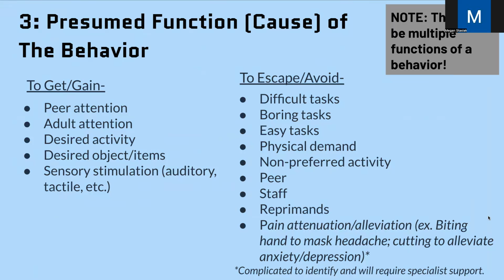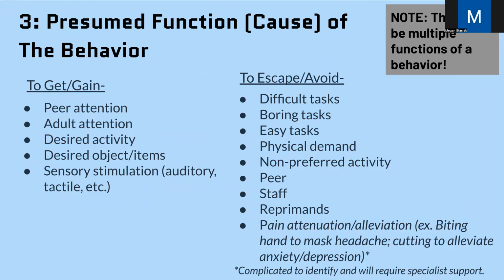Next, we have part three, which is the presumed function or cause of the behavior. So, like we said, all behavior has a function. It's always trying to communicate something. All behavior falls under people trying to seek control in some capacity, but we can divide it further into to get or gain something, or to escape or avoid something.